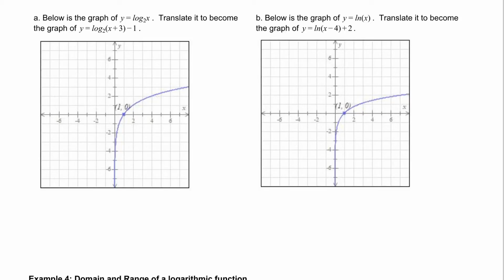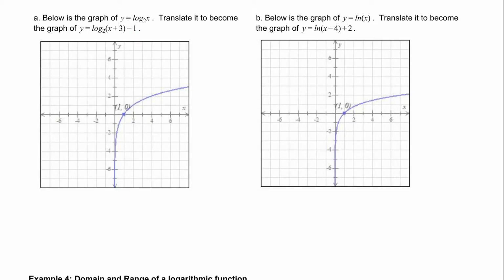In example 3, we're going to do the translations just like we did with exponential functions. Before you start example 3, please look through those boxes above to get yourself an idea of which way the translations will move. And again, the translations are the exact same as those of the exponential functions. So as we look at letter A, we have the graph of log base 2 of x, and we want to translate it to become the graph of log base 2 of x plus 3 minus 1.